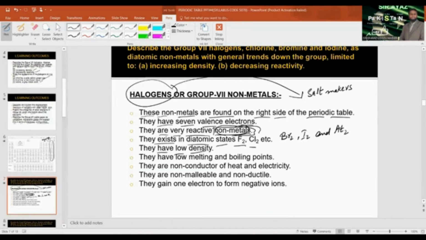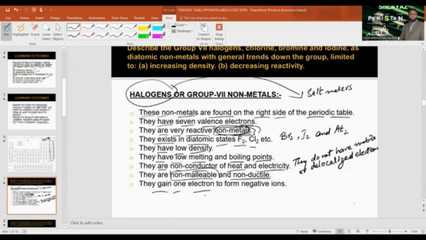They have low density. They have low melting and boiling points. They are non-conductors of heat and electricity, which means they do not have mobile or delocalized electrons. Means their electrons are not free in the valence shell. They are non-malleable and non-ductile. Non-malleable means cannot be made into different shapes. Non-ductile means cannot be made into wires.